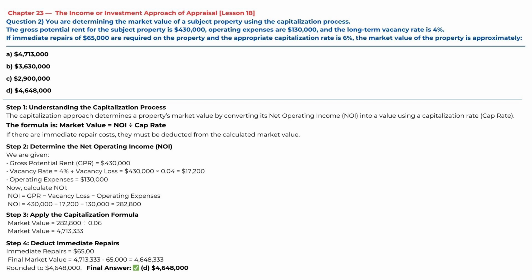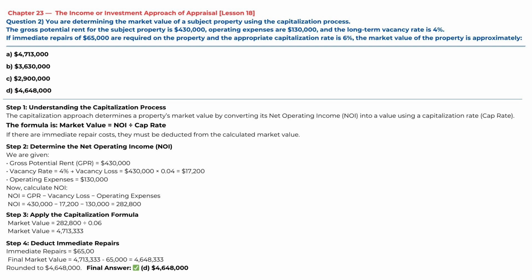Step 1. Understanding the capitalization process. The capitalization approach determines a property's market value by converting its net operating income, NOI, into a value using a capitalization rate, cap rate. The formula is market value equals NOI divided by cap rate. If there are immediate repair costs, they must be deducted from the calculated market value.